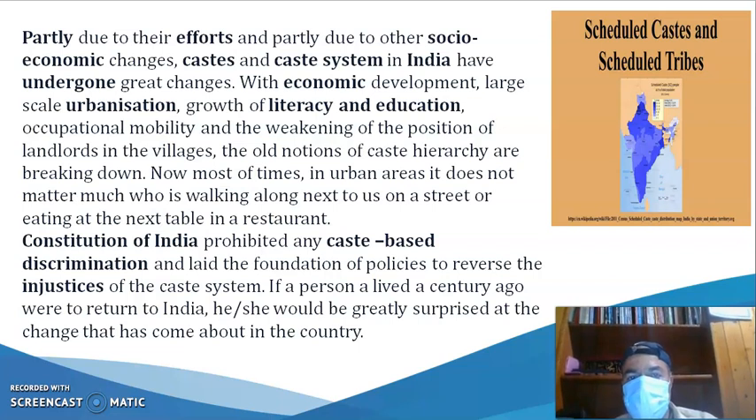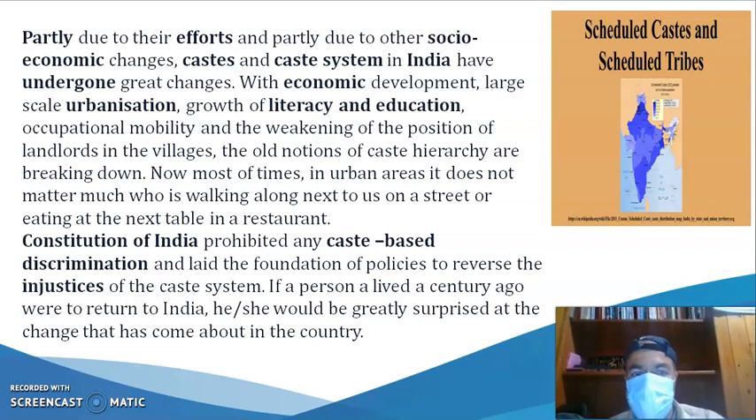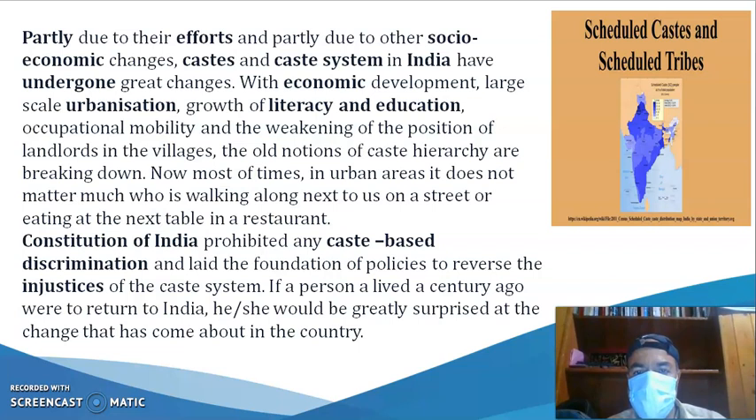Constitution of India prohibits any caste-based discrimination and laid the foundation of policies to reverse the injustices of the caste system. If a person who lived a century ago were to return to India, she would be greatly surprised at the change that has come about in the country.